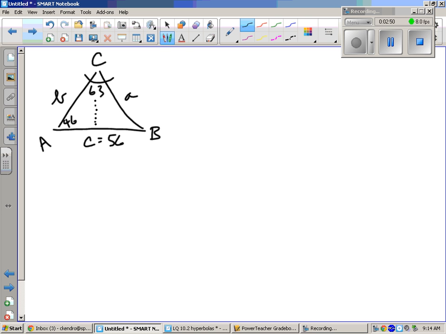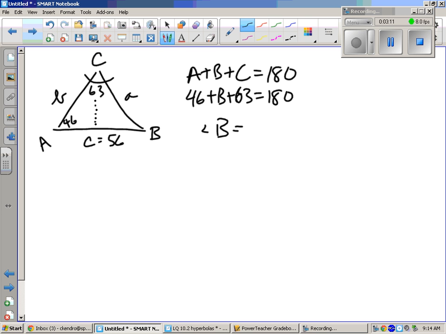All right, one thing we do know about triangles is A plus B plus C equals 180. All the angles add up to 180, so we can find angle B right off the bat by plugging in 46 plus B plus 63 equals 180. Subtract 46 and 63, so we get angle B to be 71 degrees.